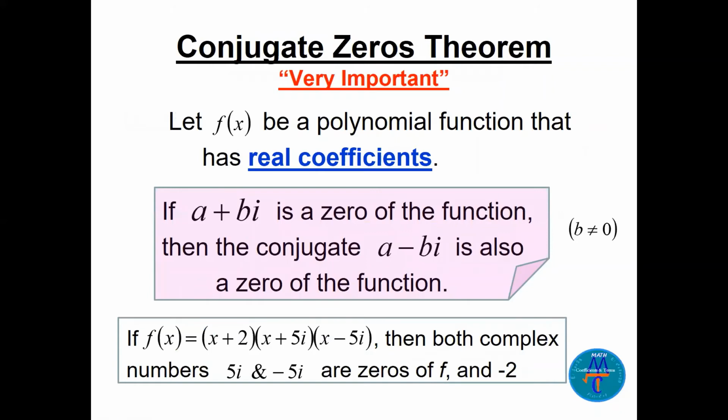Conjugate zeros theorem. This is a very important theorem. If we have a polynomial function that has real coefficients, remember this is an important condition, and a + bi is a zero of this function, then we can conclude that the conjugate a − bi is also another zero. That's one example here: we have 1, 0, minus 2, 5i, and minus 5i.